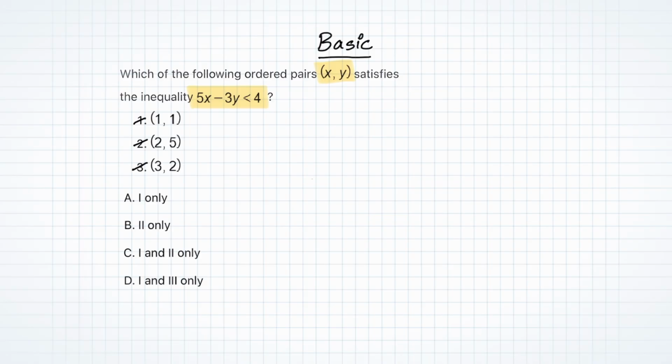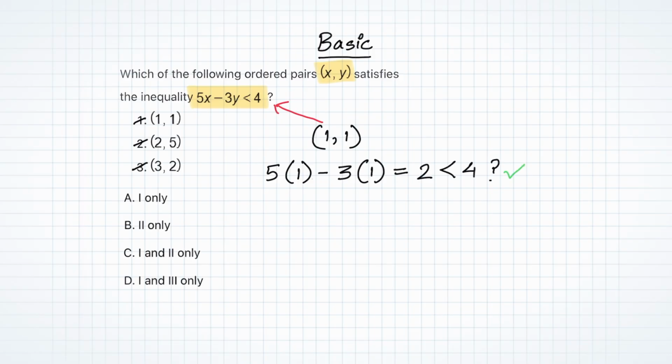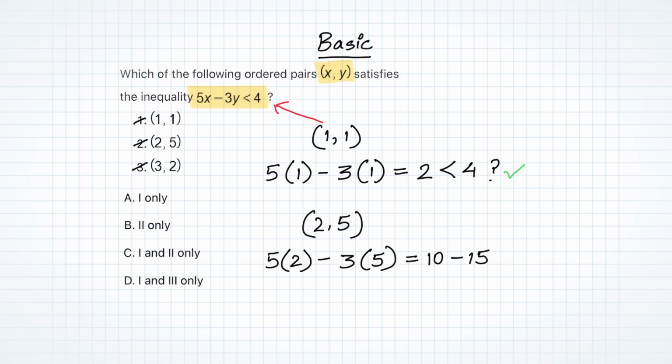Let's start with option 1, (1, 1). We replace x with 1 and y with 1. 5 times 1 minus 3 times 1 equals 2. Now is 2 less than 4? Yes, it is. So the first one works. Now option 2, (2, 5). 5 times 2 minus 3 times 5 equals 10 minus 15, which is negative 5. Is negative 5 less than 4? Yes, it is. That also works.